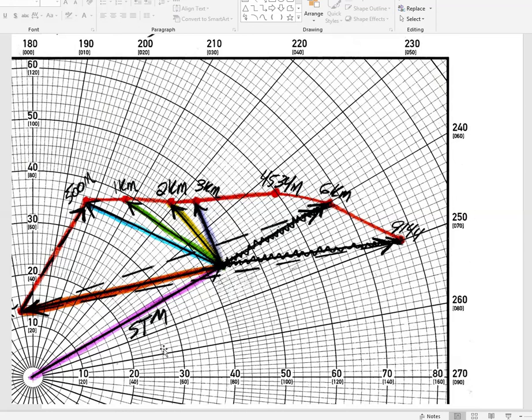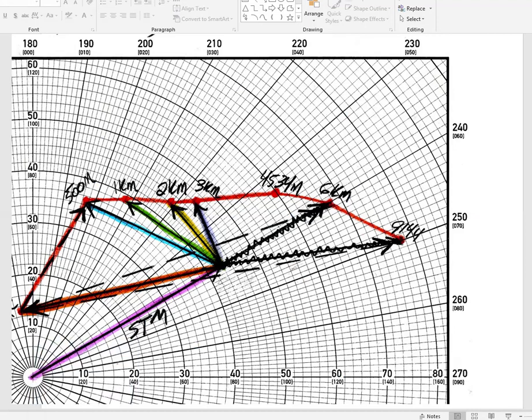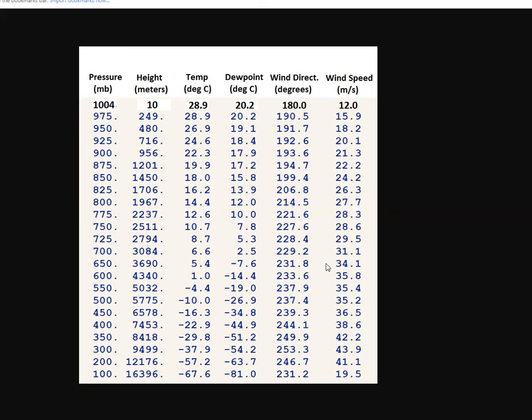So what you're going to want to do is, what was it specifically? Hold on with me, guys. Okay, so I asked for the 10 meter, that's the surface, through 5775 meter, and the 10 meter through 8418 meter bulk shear values. So all you'll do is, for 10 through 5775, you go to your chart.